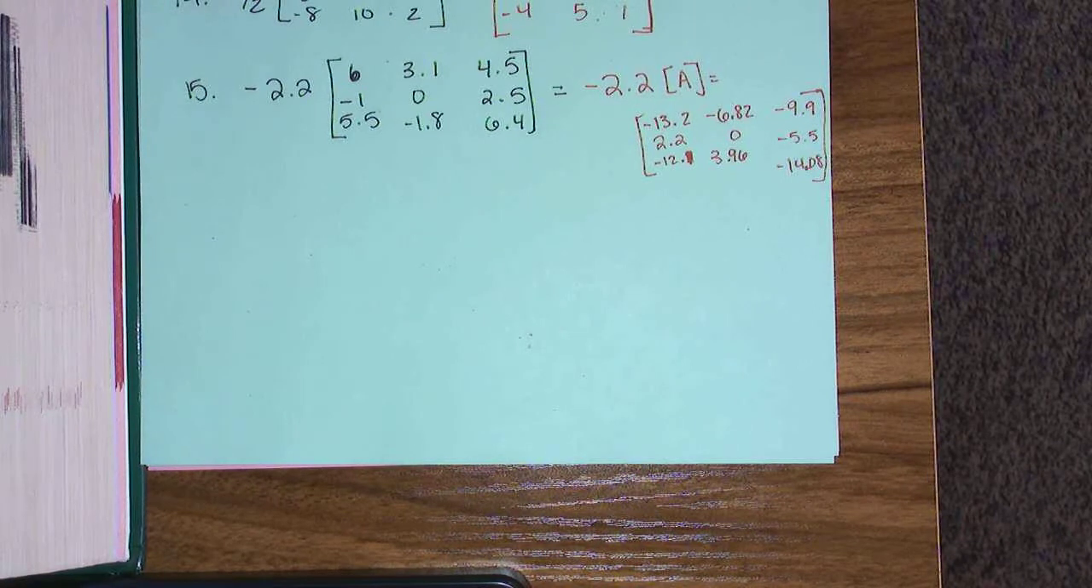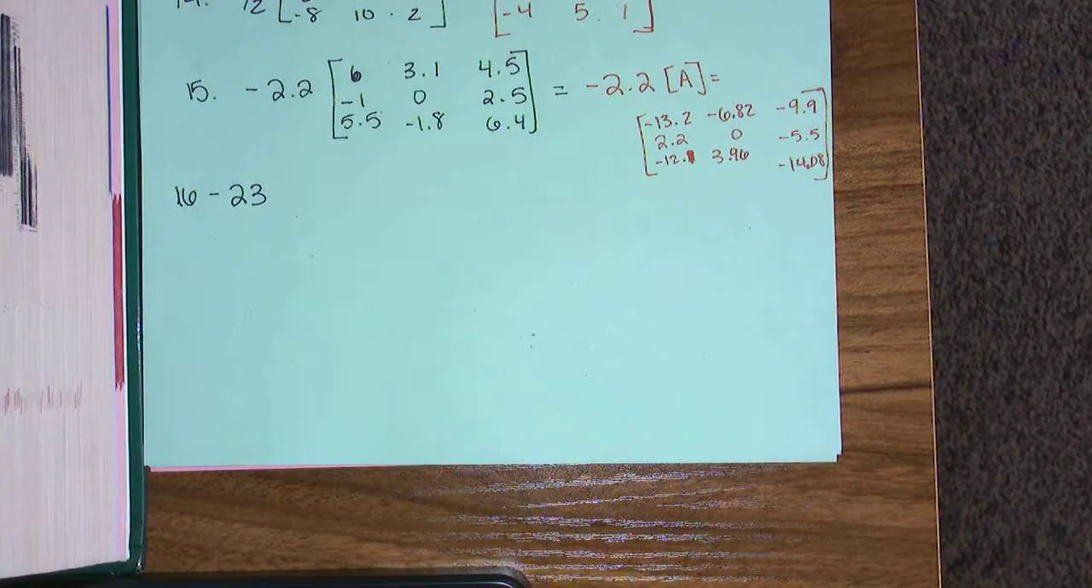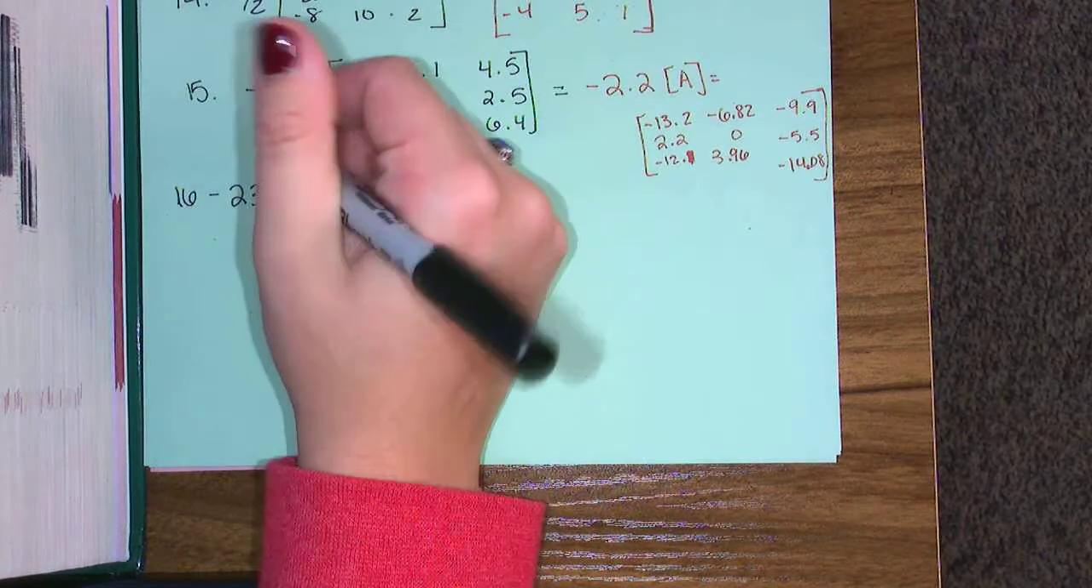Now stuff like 16 through 23, it gives you 4 matrices there, and then it asks you to complete different operations on them. Those I will also allow you to do on your calculator. So when I give you your homework, I'll give you ones that you can do on your calculator and some that you need to do by hand.